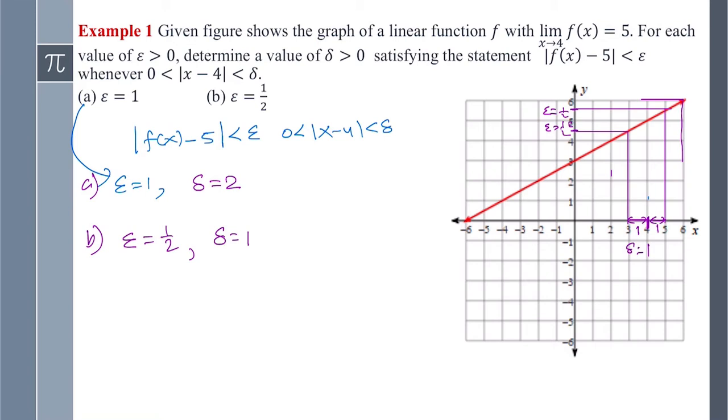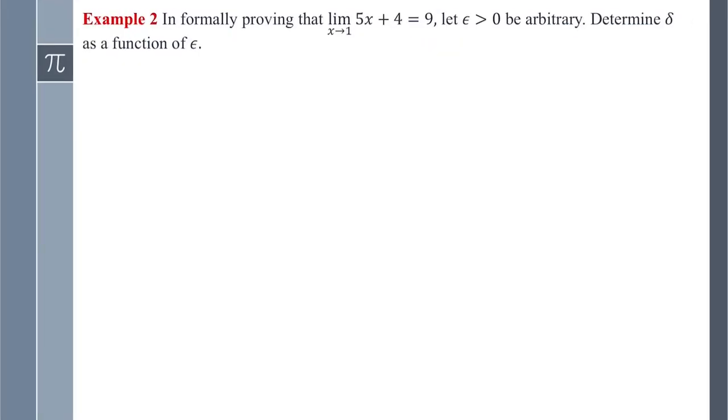Now what we see here is delta depends on epsilon, and then we can write delta as a function of epsilon, because if epsilon is 1, delta is 2, and if epsilon is 1/2, delta is 1. This means that delta equals 2 times epsilon. So we can write delta as a function of epsilon. That was from the graph. So let's do this algebraically.